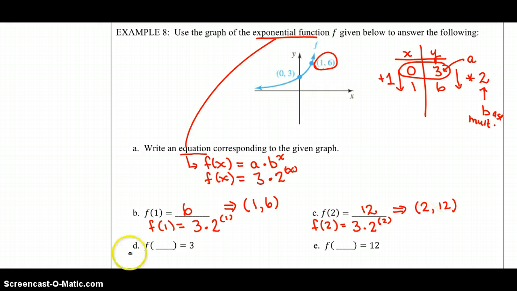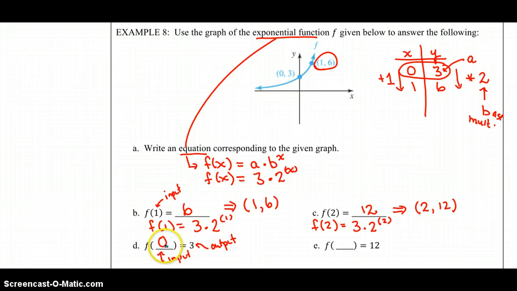All right, but now in part D, we want f of something is 3. So now we're after the input. Here we were given the input. Inside the parentheses is where we have our input. And so here we have an output of 3. So we're being asked for what input gives us an output of 3. And if we go to our table, we can see that that happens at 0.